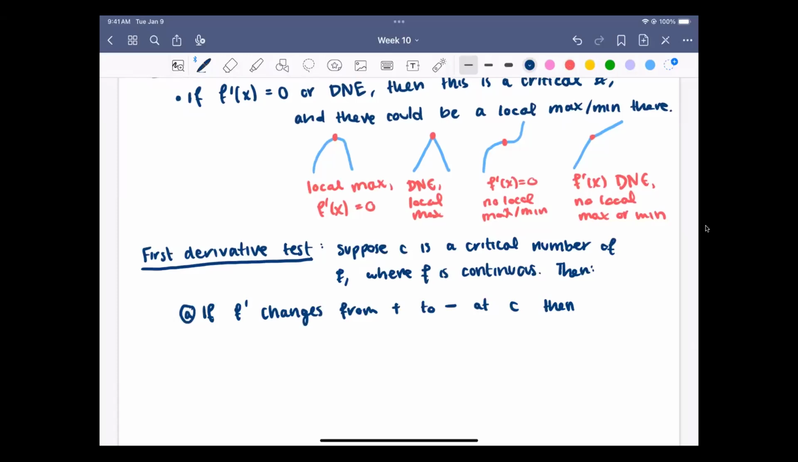So if the derivative is positive, the function is increasing, and if it's negative, it's decreasing. So it changes from being positive to negative at a point. Then that point has to be a local max. So f has a local max at C. The picture to remember is that you're increasing and then you're decreasing. At the point where you switch from increasing to decreasing, you have to have a local max.